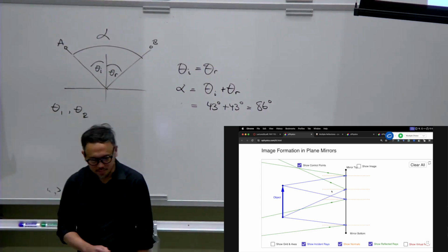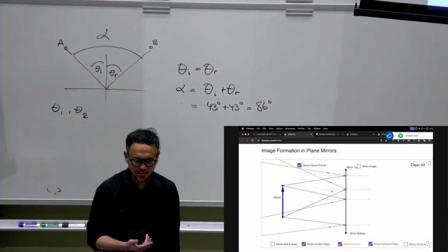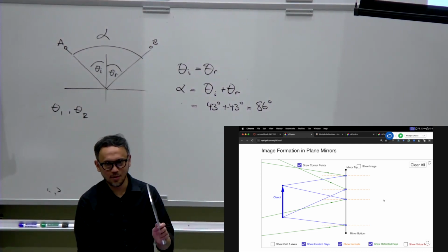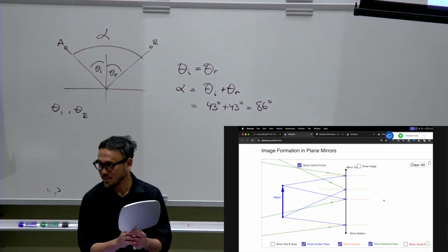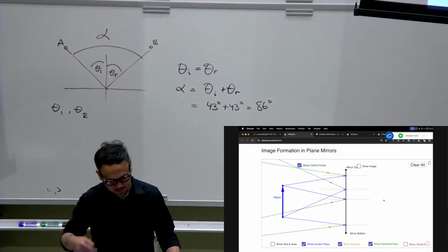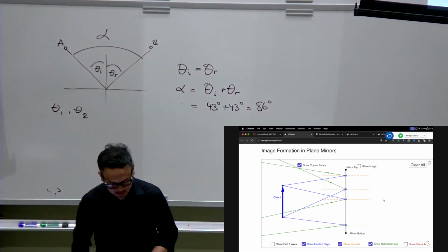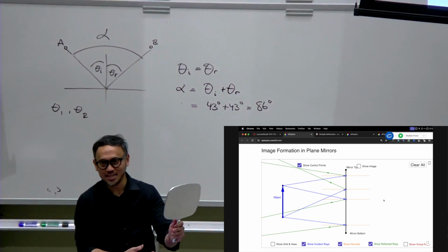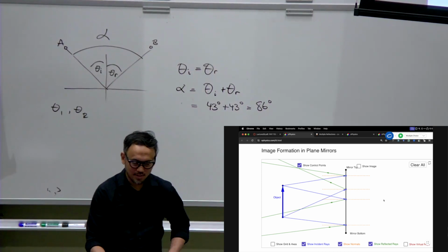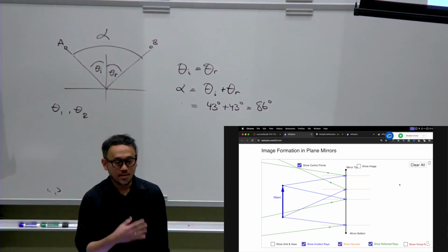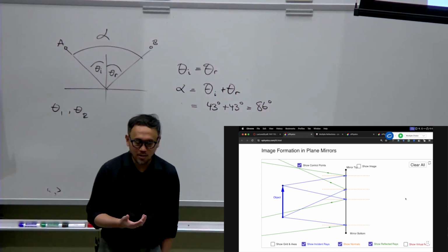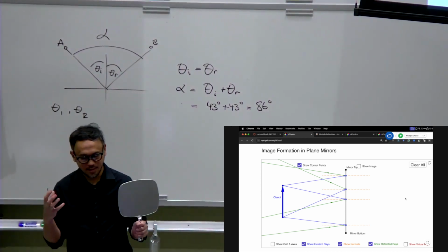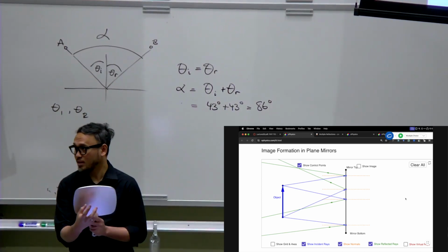Okay. Now the question, where is the image? When you use a mirror, you can see an image. When you look at this, where is the image? In front of the mirror or behind the mirror? Behind the mirror, right? So the image is here. In studying mirrors, we call that a virtual image, when the image is behind the mirror.